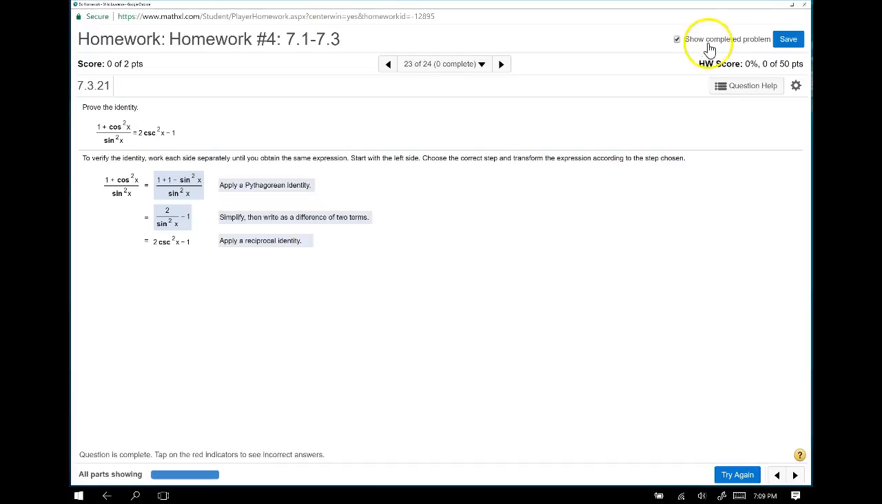All right, so I click on show completed problem. Unfortunately, you guys do not have that option up there, show completed problem. It's just because it's an instructor view right now. This is a trick problem.